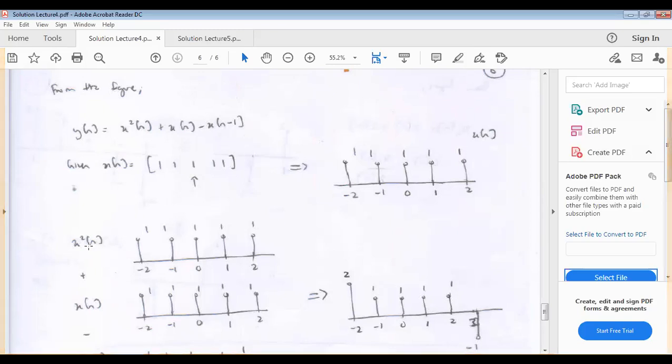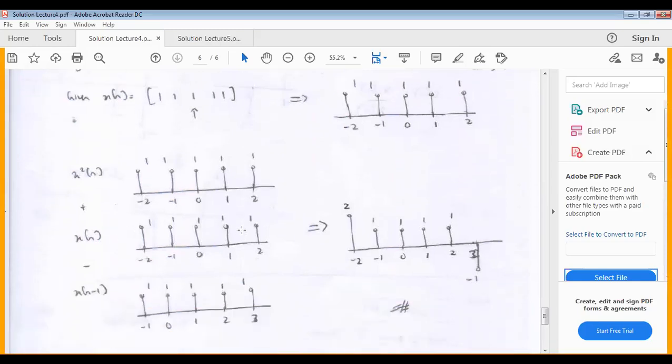We start with x squared of n based on this xn value. There should be no changes at all because the amplitude is 1 for all n values, so the amplitude will remain as 1 and it will be the same as xn. For xn minus 1, this is a shift by 1 unit to the right, so the starting point for xn minus 1 is at -1 and it ends at 3. We need to operate these signals together: the first signal added with the second signal, but we subtract the third signal.